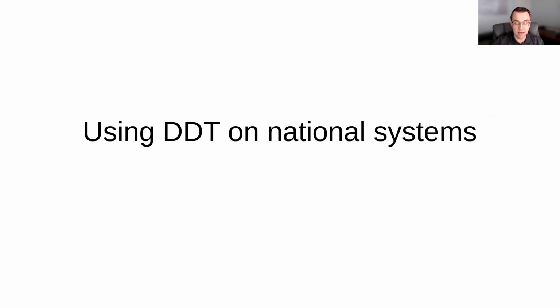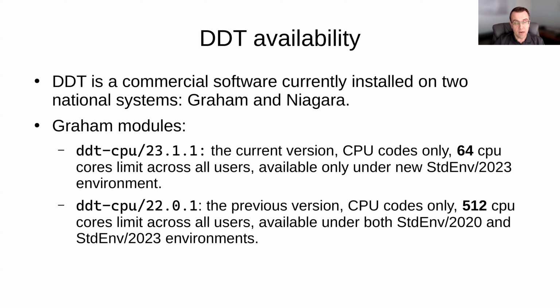So let's start by discussing how to use DDT on national systems. I already mentioned DDT is commercial software, and it is individually purchased and maintained by different consortia within the Alliance. At this point, only 2 consortia have the license. This is SharkNet, operating it on the Graham cluster, and SciNet, operating it on the Niagara cluster.